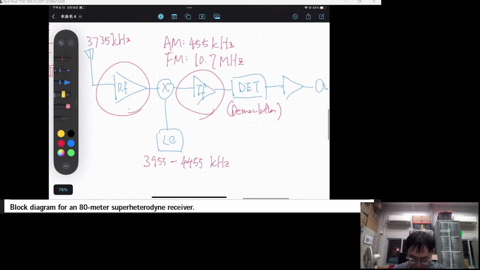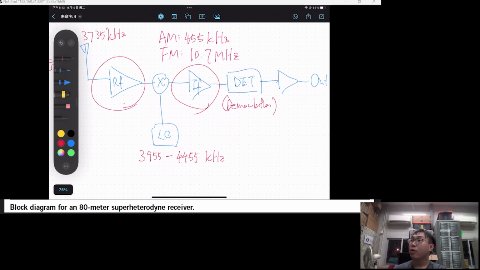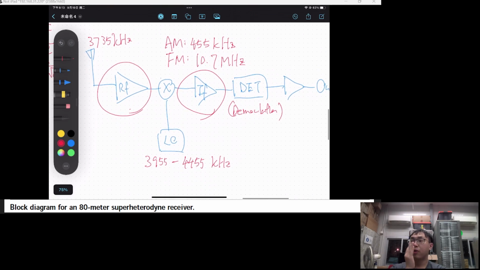So you can see that they do a subtraction, right? The LO minus your antenna. The local frequency, local oscillator, minus the antenna. So the output of the mixer will become 455. But of course, apart from 455, you have different outputs. We will put different filters to filter the signal. We just need the 455 kilohertz left.